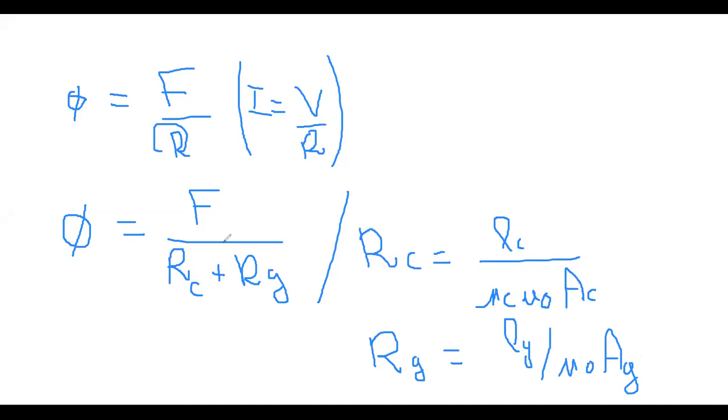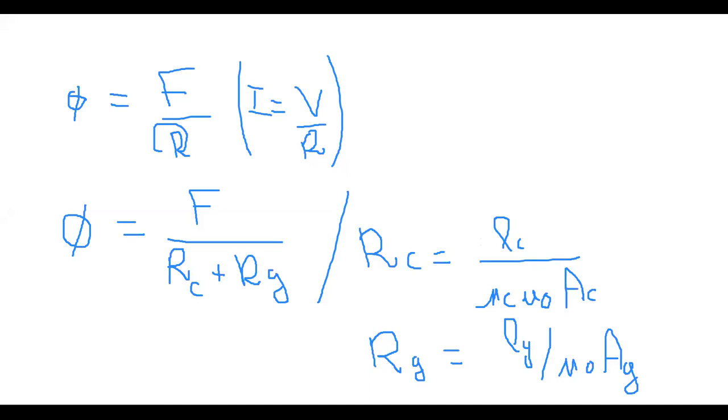I'm going to repeat. The question was to find the flux and the flux density in the air gap. So the flux is equal to the MMF over reluctance. This expression, as I said, is similar to Ohm's law, where I equals V over R. So in this way you can remember this expression. Now, since we have more than one material, we have the core and we have the air, we have more than one reluctance. So phi is equal to F over RC plus RG. And RC is equal to LC over mu 0 times AC, and RG equals LG over mu 0 times AG.